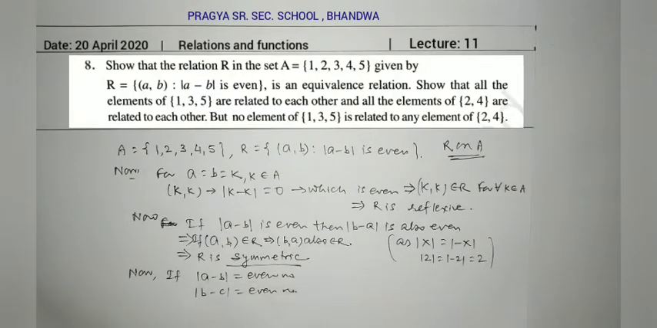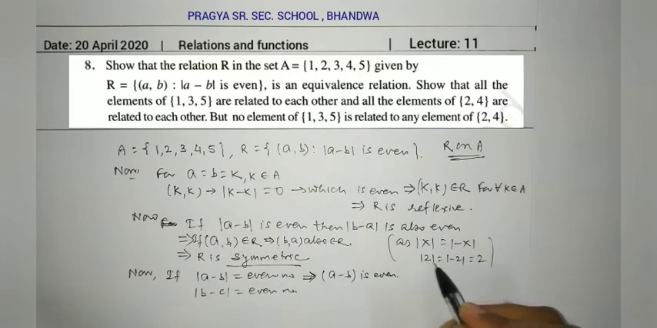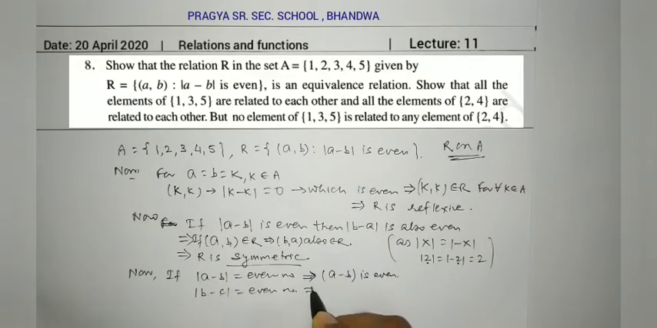If mod A minus B is even, we can say it implies A minus B is even. You can see if mod of 2 is even, it implies two things, mod of 2 or mod of minus 2. 2 is even or minus 2 is even, because we are considering mod here, so finally you will get 2 here. So A minus B is even, mod B minus C is an even number. We may consider one case, B minus C is even.